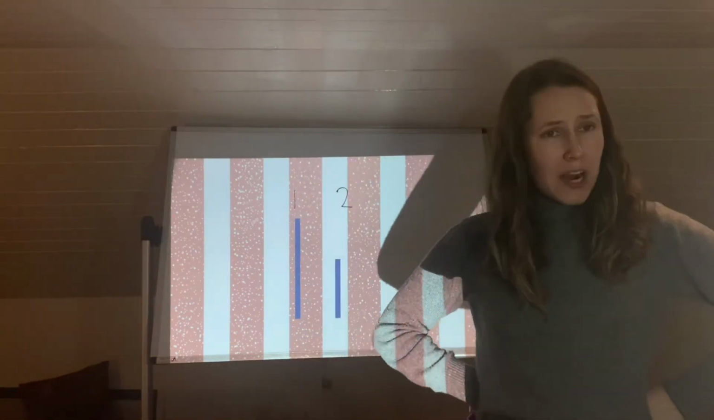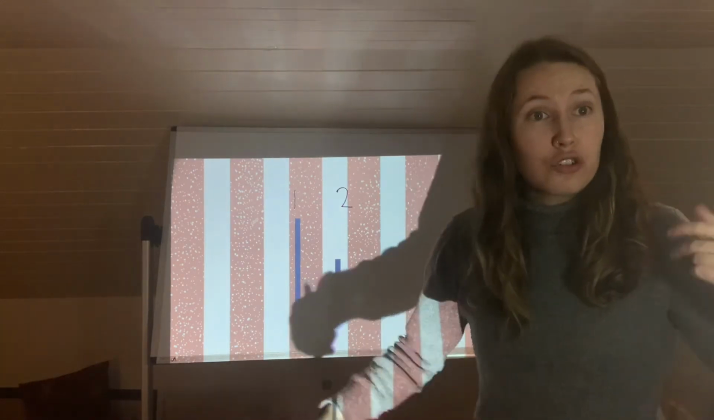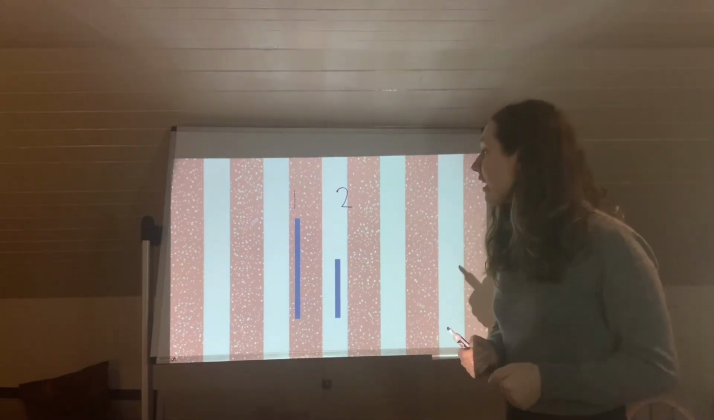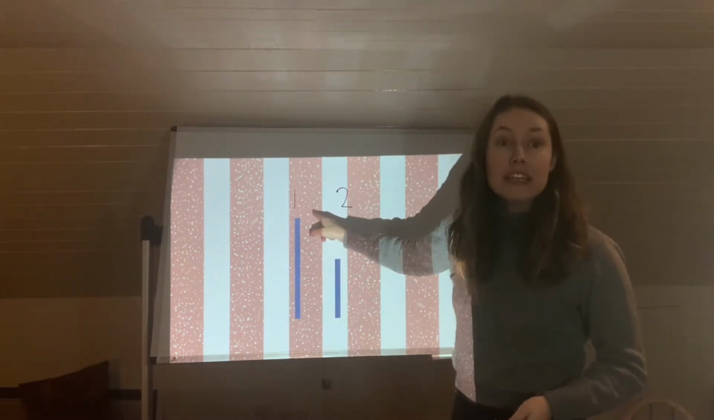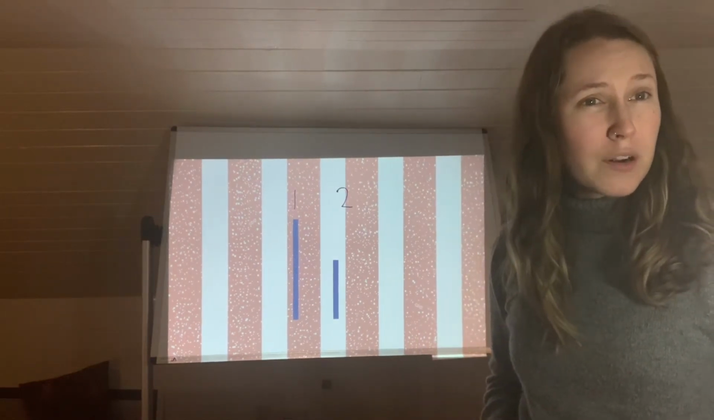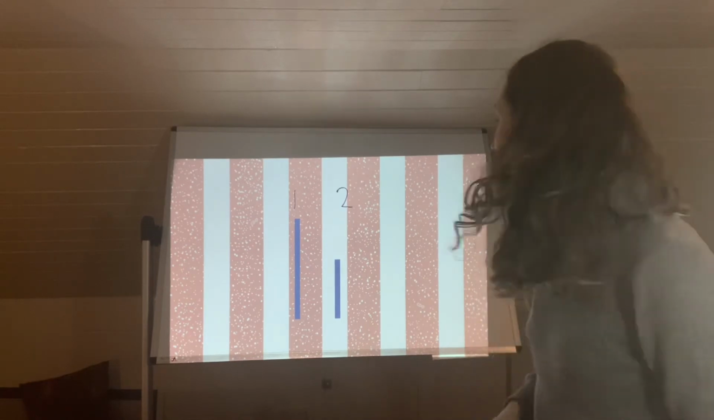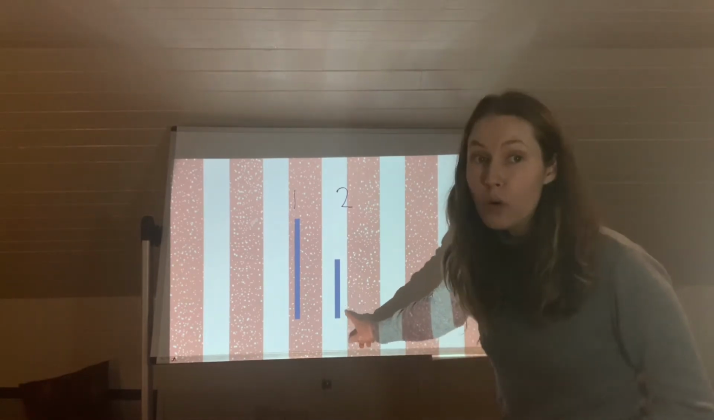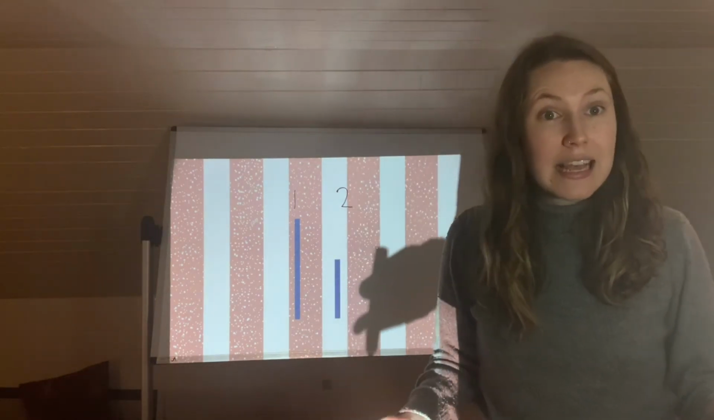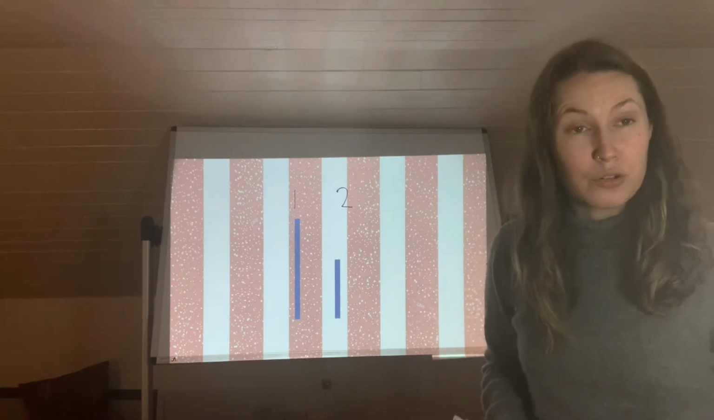How could I compare these strings? What could I do to use my words shorter than or taller than? Well, I could say string 1 is taller than string 2. How could I talk about shorter than? What could I say? I could say string 2 is shorter than string 1. I'm talking about both strings, and I'm comparing, talking about which one is taller or shorter.